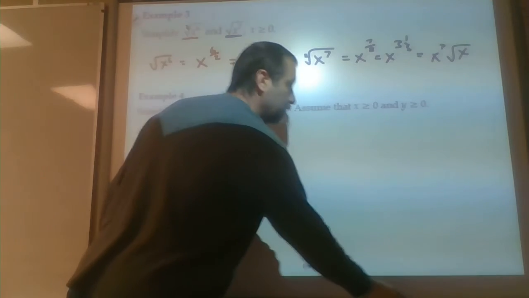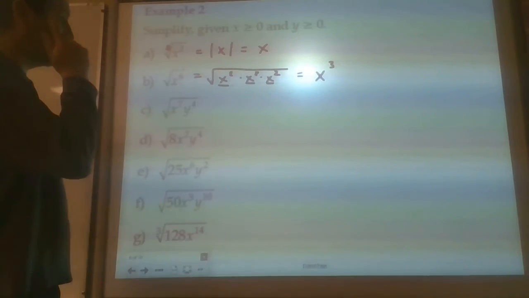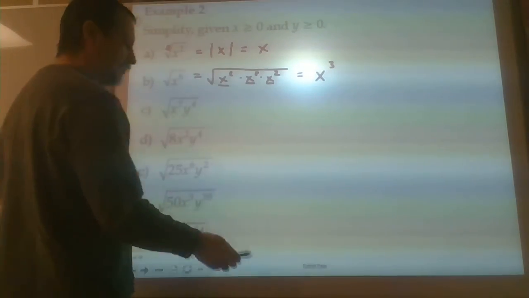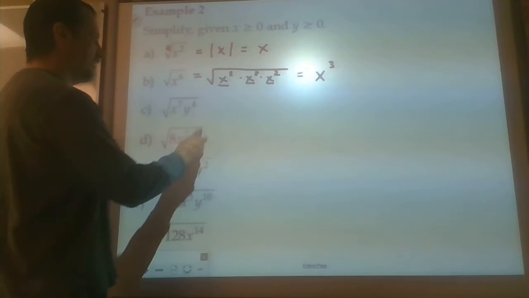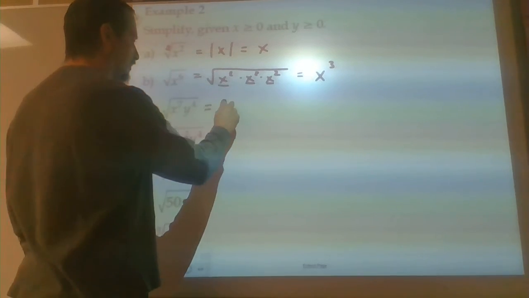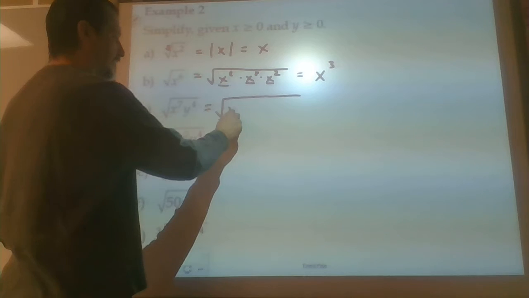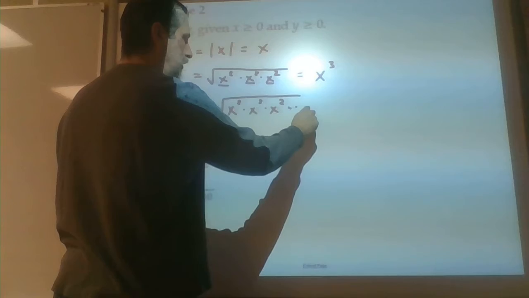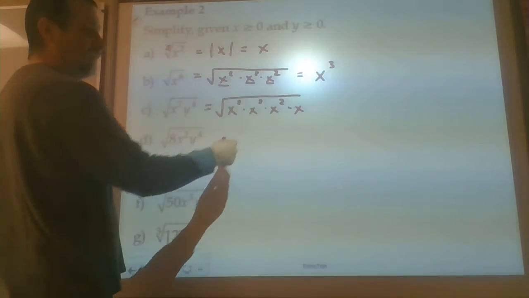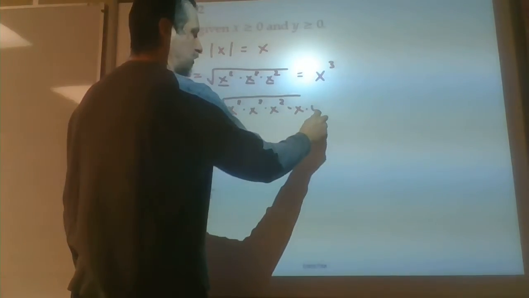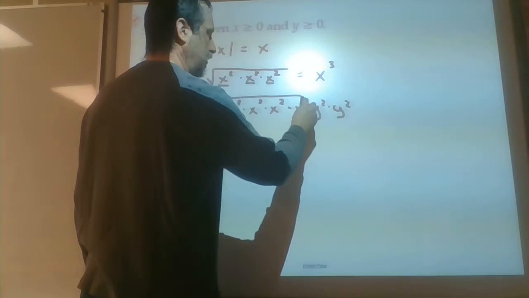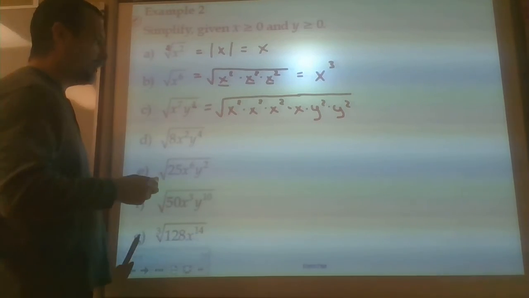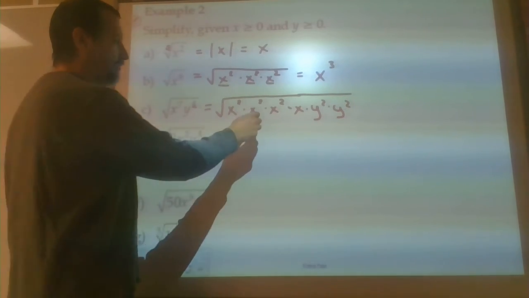Something we will, again, look at in multiple different ways if we need to. I don't want to write this out long every time, but just for the first one. So I have the square root. I'm going to break these into perfect squares: x squared times x squared times x squared times x. That's 2, 4, 6, 7. And then times y squared times y squared. There's my y's, power 4, accounted for.